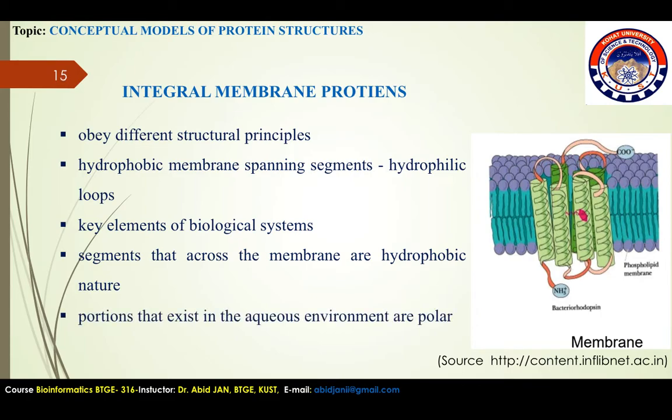The number of membrane spanning sections within the membrane proteins varies from 1 to more than 10. Suppose here we can see 1, 2, 3, 4 apparently from the front view, although in the back view there are some other transmembrane domains, but the number of these transmembrane domains varies from 1 to more than 10. So this number is variable from protein to protein depending on the function of the protein.